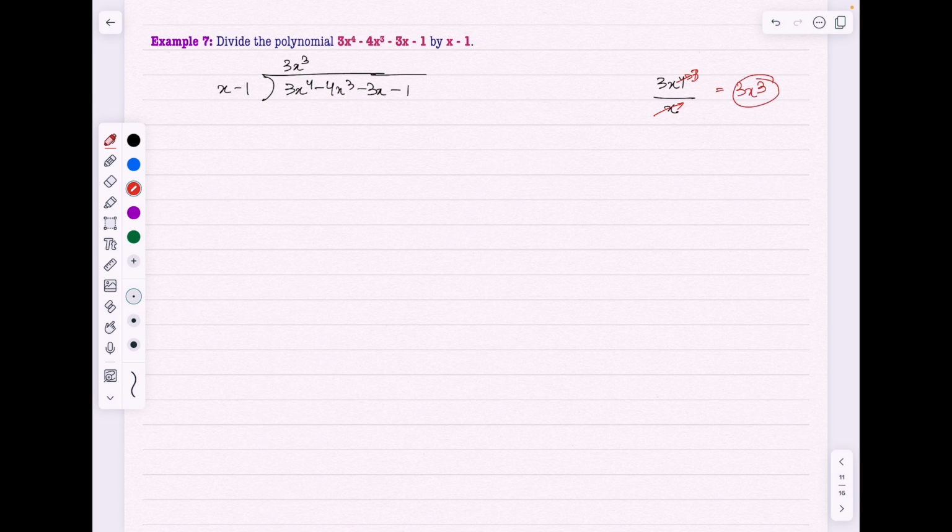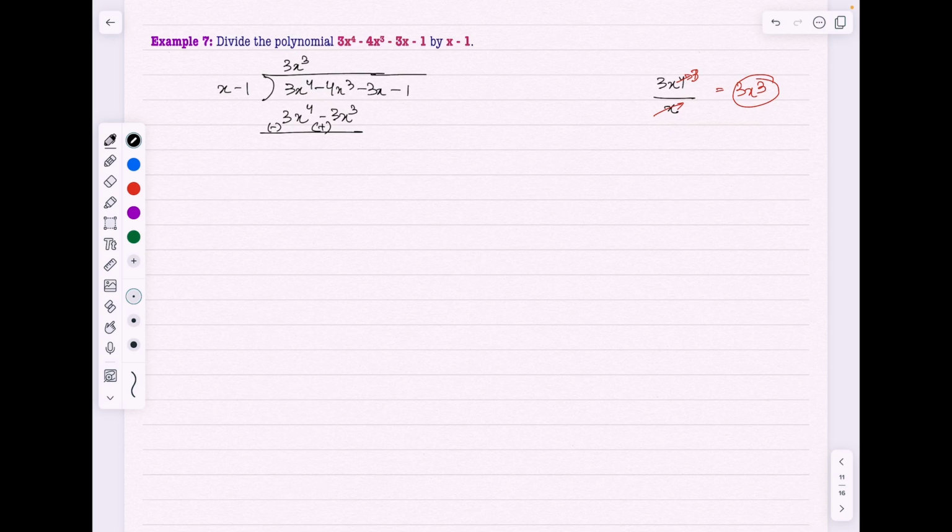This 3x cube we are going to write in the quotient. Then we are going to multiply it. So directly remember, in the divisor you have x. Something in the quotient you have to multiply so that you will get 3x to the power 4. How are you going to get it? If you multiply 3x cube into x only, you are going to get 3x to the power 4. So directly you write; you don't do divisions every time here. This 3x to the power 4, and minus 1 into 3x cube, we are going to write like this. This is minus, this is plus. So 4x cube: this is minus, this is plus.